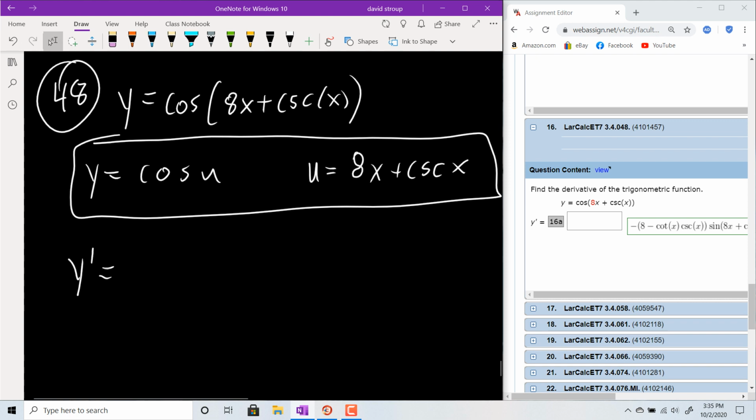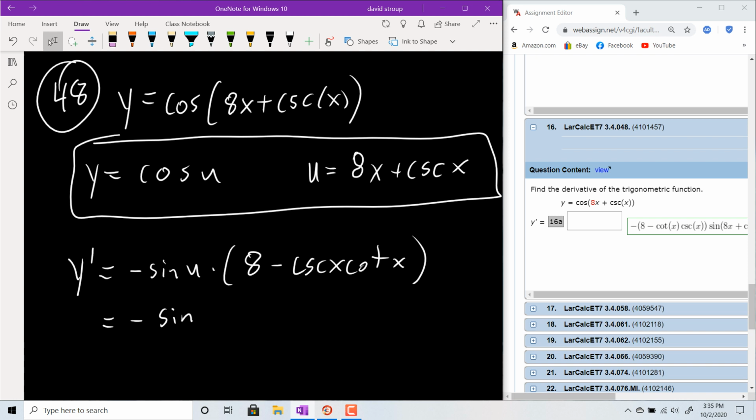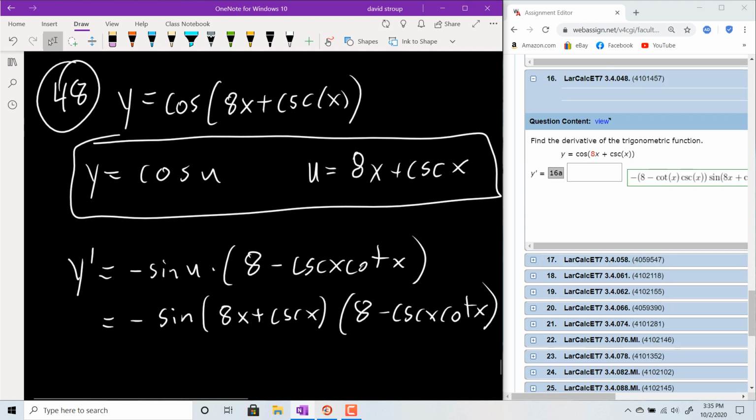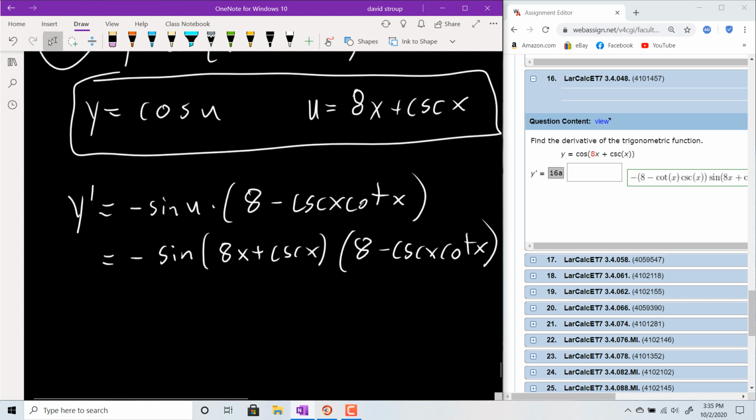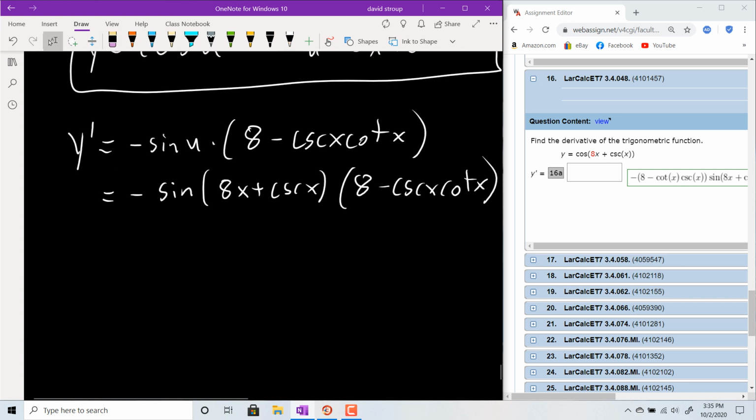So y prime is negative sine of u times the derivative of u, which is going to be 8 minus cosecant x cotan x. Back subbing in u, this will be negative sine of 8x plus cosecant x, and then times 8 minus cosecant x cotan x, and then that would be your answer. Okay. Let's move on to the next section. I think that's good enough.